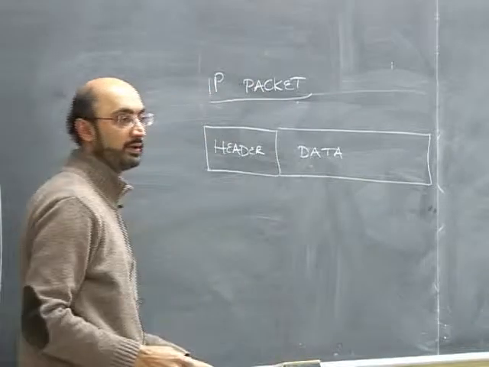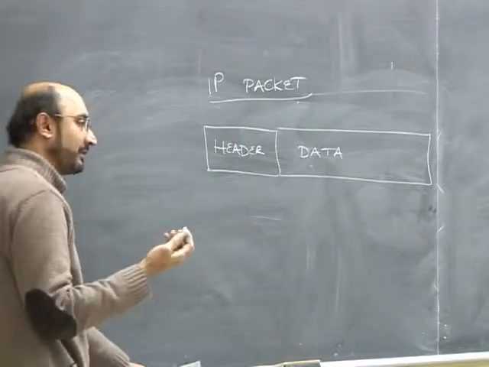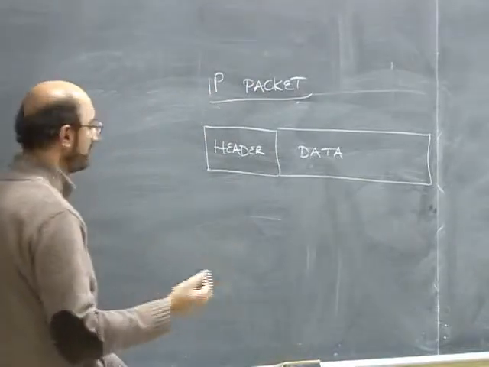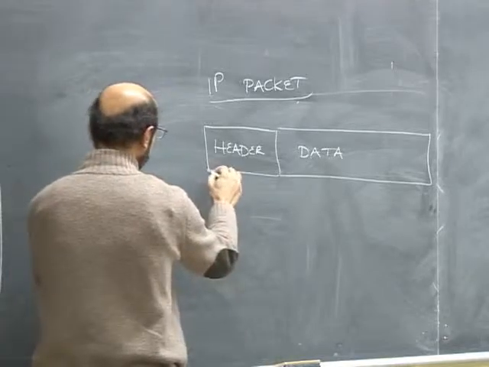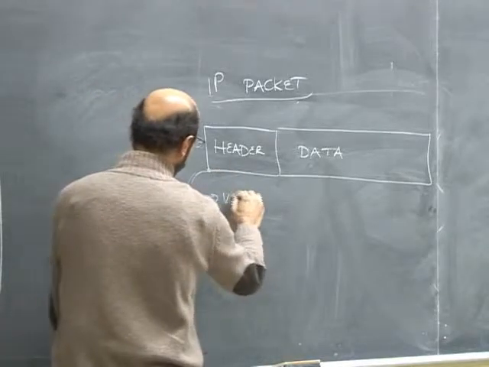Okay, and what I'm going to talk about now is just what's in the header. The data is whatever it is. So the header has a bunch of different fields. So one field is the version number.